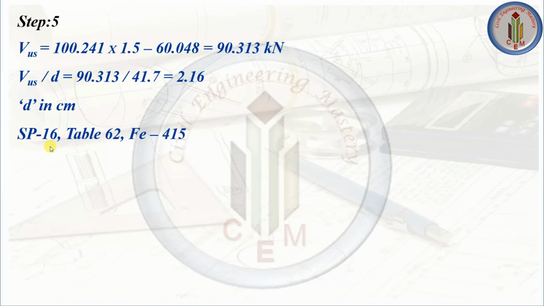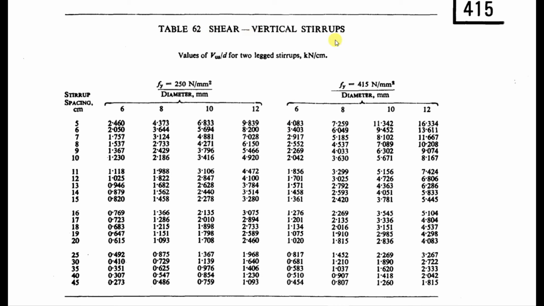By using this value, we need to find the shear reinforcement, that means the diameter and spacing of shear reinforcement, from SP 16 table 62 for grade of steel Fe 415. Let me show you how to find those values. This is the table of shear vertical stirrups, values of VUS by D for two-legged stirrups. As I told you, here the VUS by D value is in kilonewton per centimeter. We have the grade of steel as 415 Newton per square millimeter. We have the VUS by D value as 2.16. Here is the stirrup spacing, and we need to find that value from here.